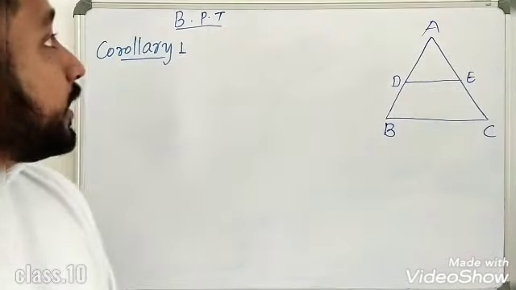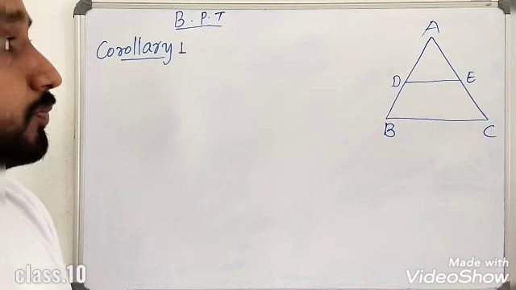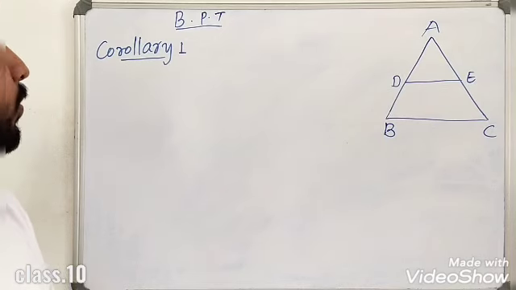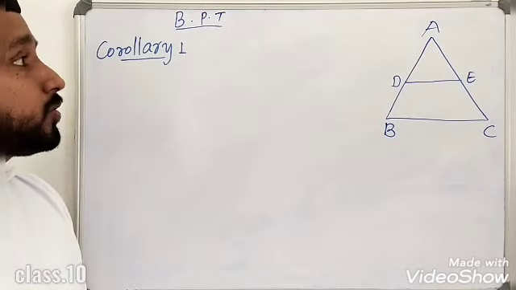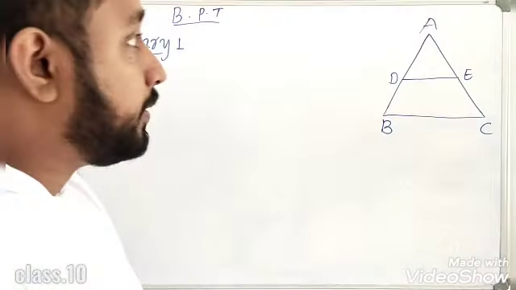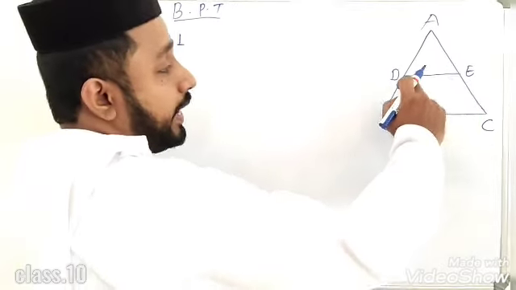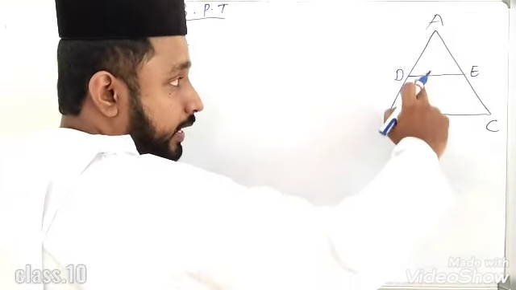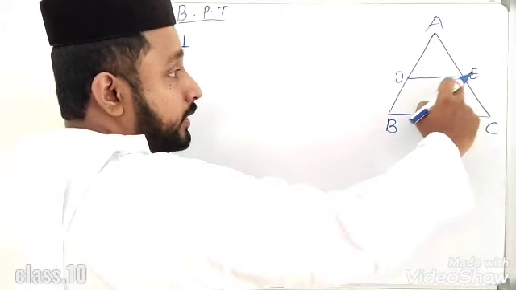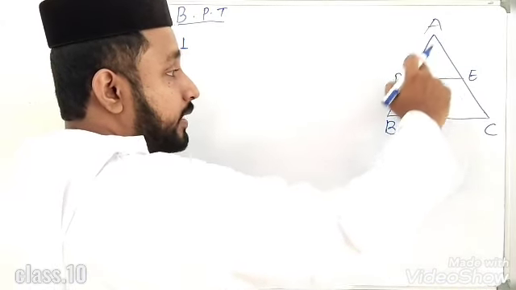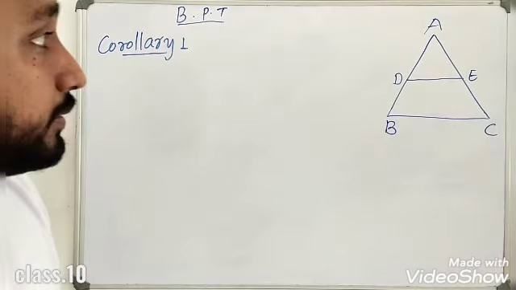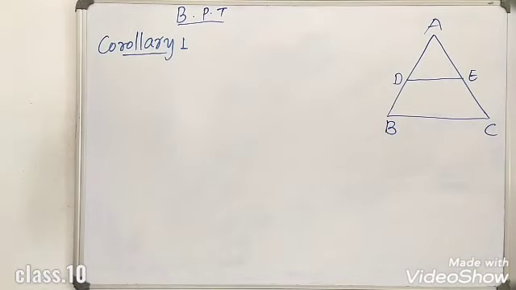So we have studied the basic proportionality theorem. Today we have to prove some corollaries of the basic proportionality theorem. We know BPT means when a line parallel to one side of a triangle intersects the other two sides at distinct points, then these points divide the sides in equal ratio. That is the basic proportionality theorem.